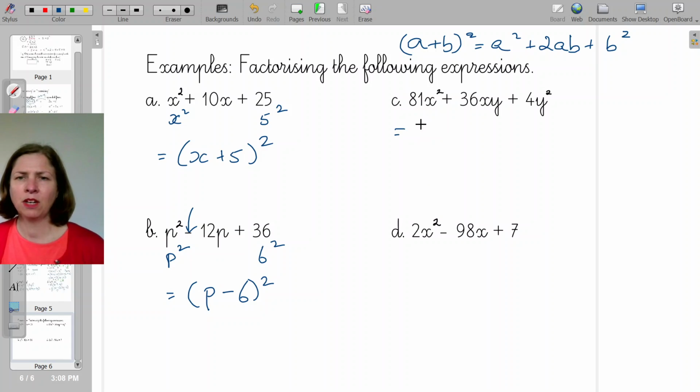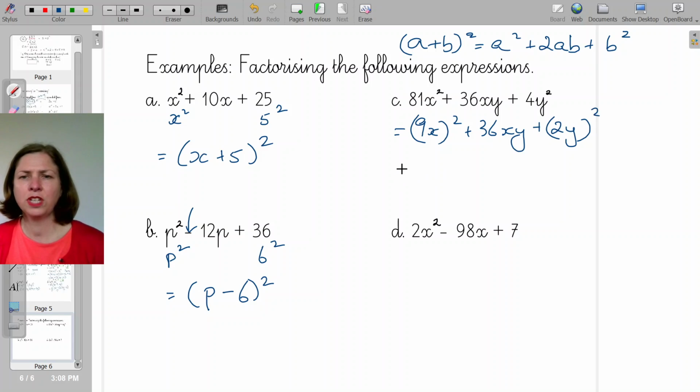So I end up here with 9x squared plus 36xy plus 2y squared. Don't need to write that line out, I just do it to help me. So I'm just going to double check. 9 times 2 is 18, doubled is 36, and then there's the times the x and times the y. So this is 9x plus 2y all squared.